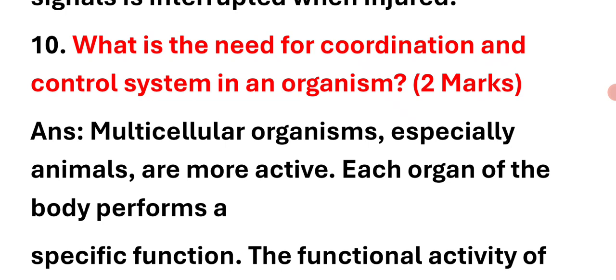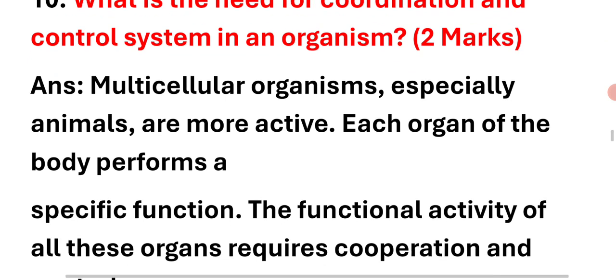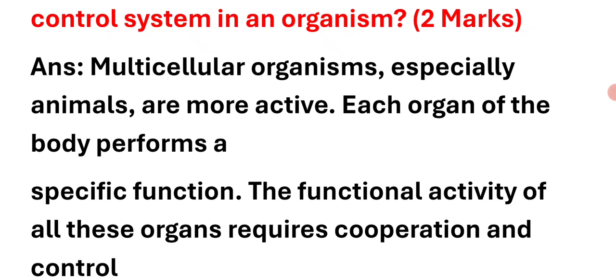Question number 10. What is the need for a coordination and control system in an organism? 2 marks question. Multicellular organisms, especially animals, are more active. Each organ of the body performs a special function. The functional activities of all these organs require coordination and control.